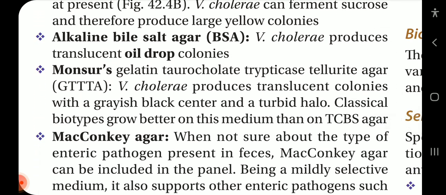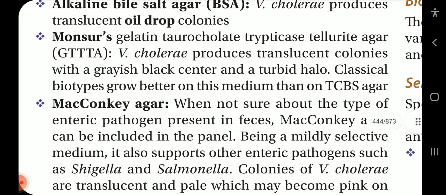Alkaline bile salt agar, BSA: Vibrio cholerae produces translucent oil drop colonies. Monsur's gelatin taurocholate trypticase tellurite agar, GTTA: Vibrio cholerae produces translucent colonies with a grayish black center and turbid halo. Classical biotypes grow better on this medium than on TCBS agar.